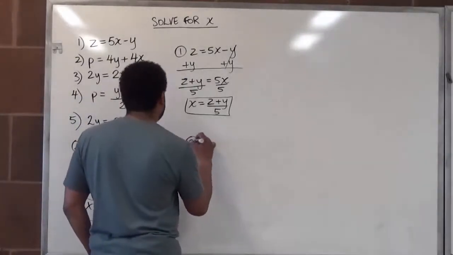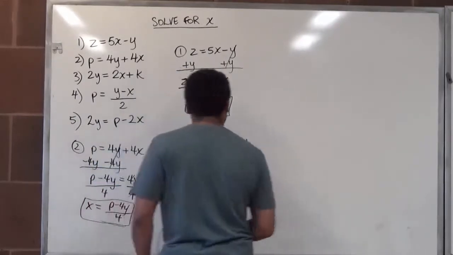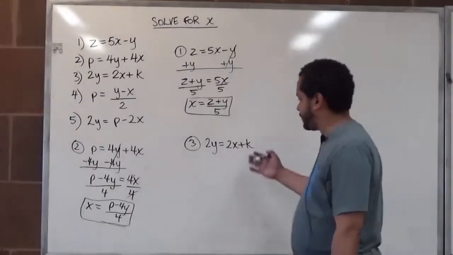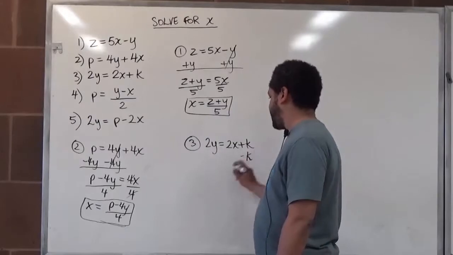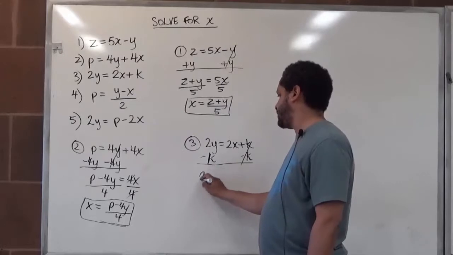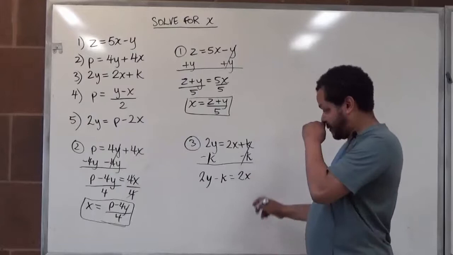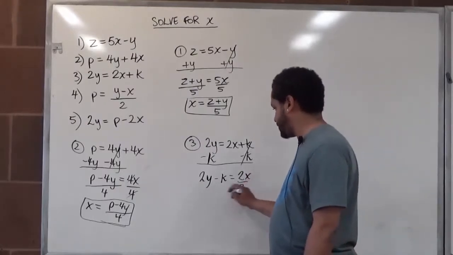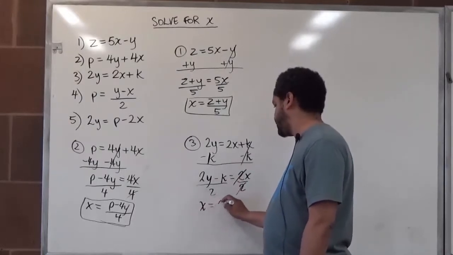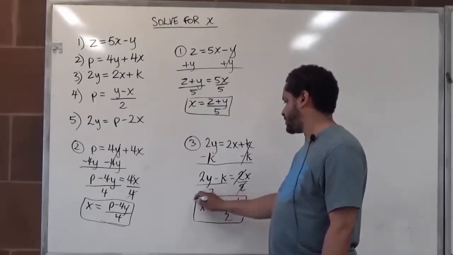In number 3, we have 2y's are equivalent to 2x's plus k. And in this, again, we want to keep the x on its own side again, and we have the k joining the x term, so we're just going to subtract that k to both sides. These k's will cancel, and we have 2y's take away a k are equivalent to 2x's. And again, we're just going to divide both sides by 2, so we can solve for our x value. These 2's go away, and we're just left with x is equivalent to 2y's minus k over 2. And we just want to box that in.